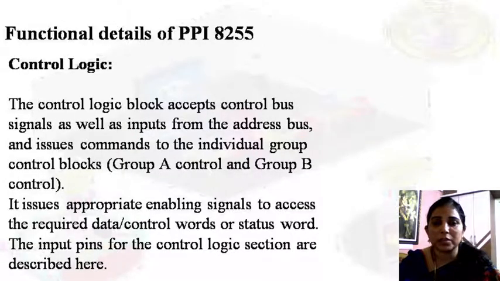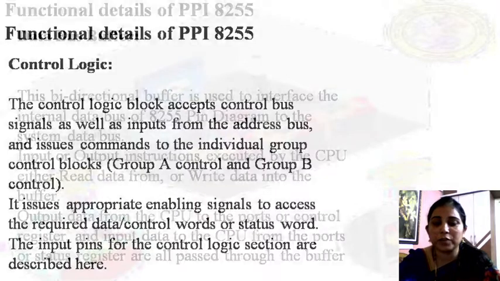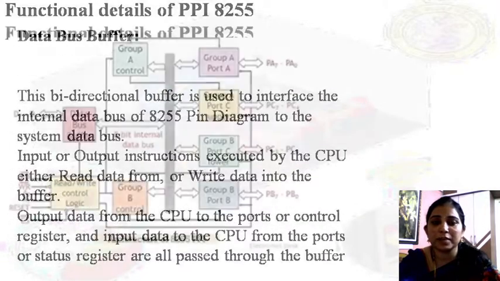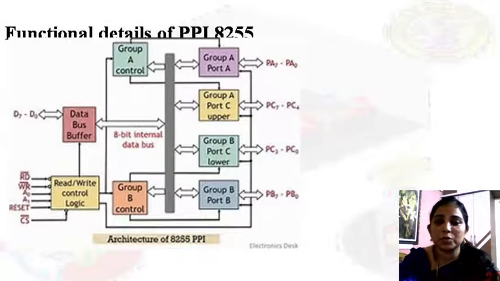The next one is control logic. The control logic block accepts the control bus signals as well as inputs from the address bus and issues commands to the individual group control blocks. From this diagram we can see that there are two group controls, group A control and group B control. Group A control is connected to port A and port C upper, whereas group B control is connected to port B and port C lower.